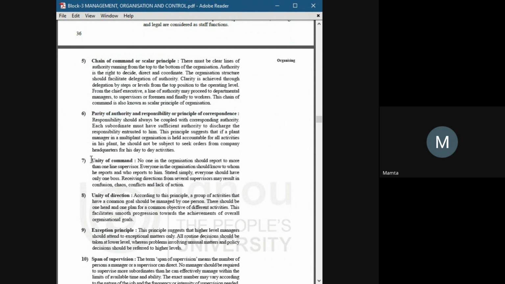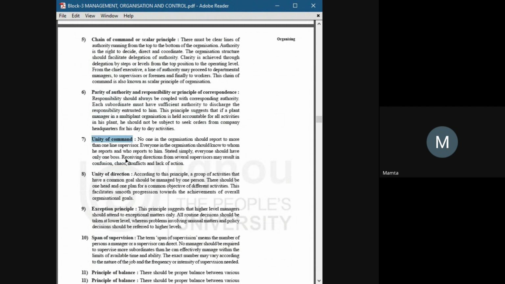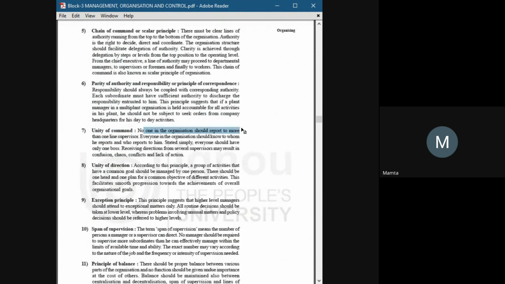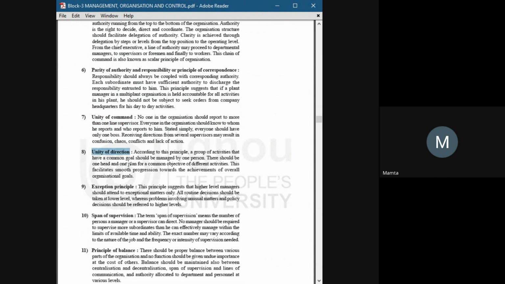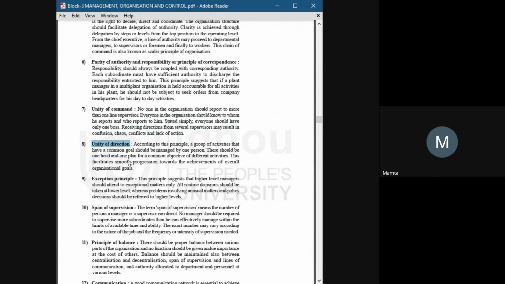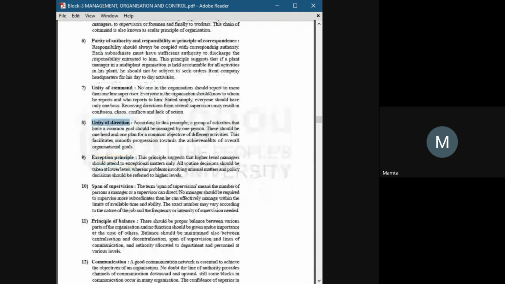Unity of command. No one in the organization should report to more than one line superior. You understand? Only one line superior means every employee is accountable to their superior, to their boss. No employee should have two bosses. So, unity of command. Unity of direction. In a common direction, the organizational work should be directed.